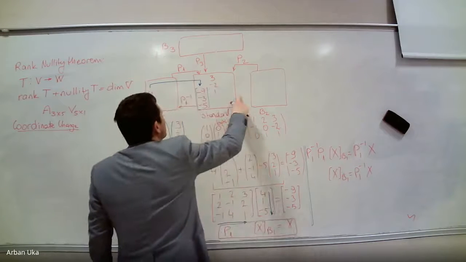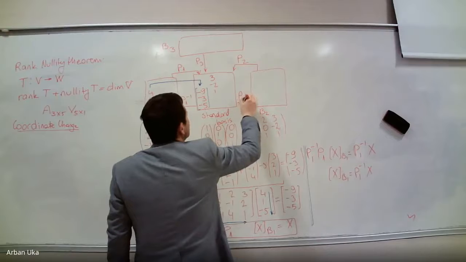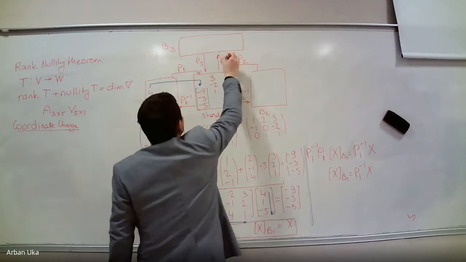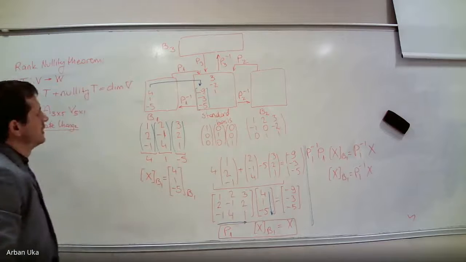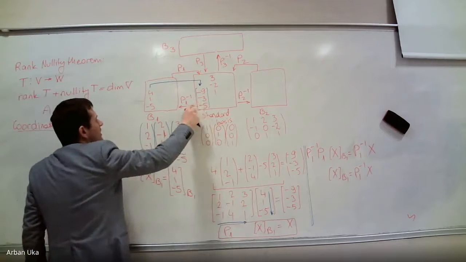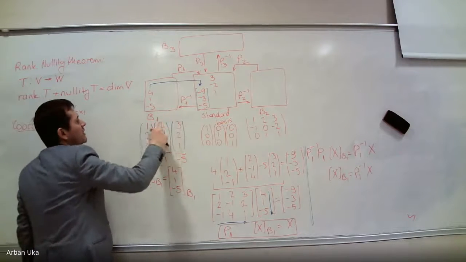And similarly, we can also go from the standard basis to basis B2 using P2 inverse. And similarly, we can go here with P3 inverse, okay? So if we are given minus 9, minus 3, minus 5, we don't divide by the basis, but we multiply with the P1 inverse, and we should get this.